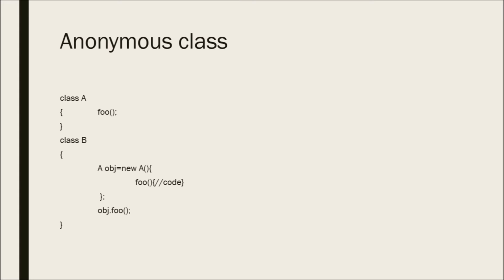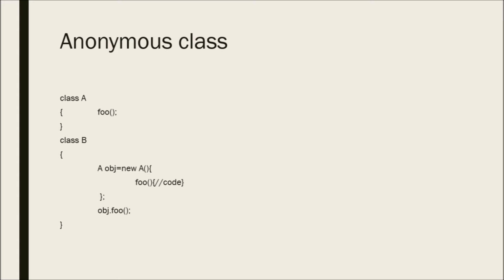Third one is the anonymous class. It is called an anonymous class because the class does not have any name. So when to use this anonymous class? Whenever you want to override a method, you should use an anonymous class. So we have declared here one class named A, which has one method declared in it. We have written it as foo.